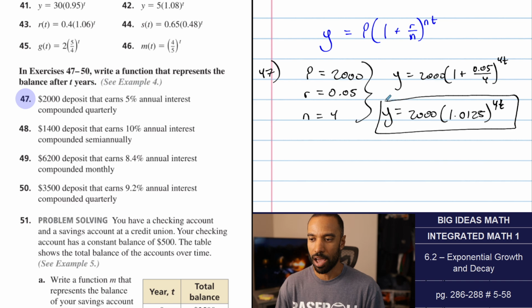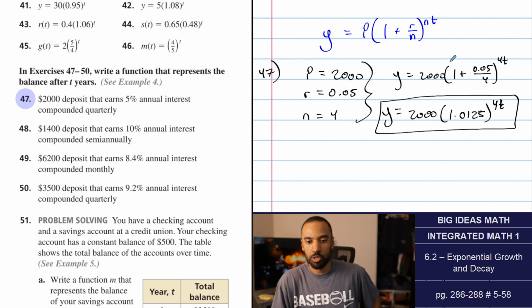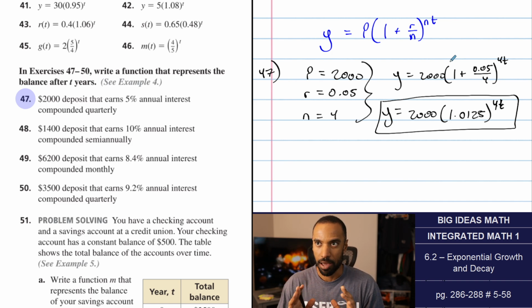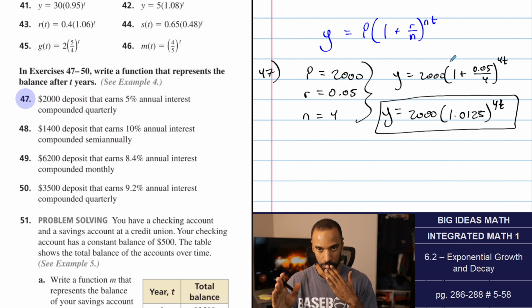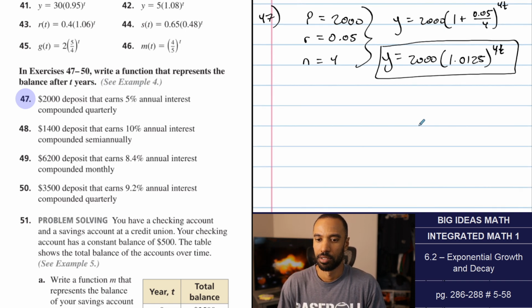Keep in mind, whatever's up there, if we said after 10 years, we'd plug in 10 for t and we'd multiply it by 4. We get 40 because it would compound itself 40 times over the course of those 10 years. It does it 4 times a year. And that's what we get for that one. Number 47.